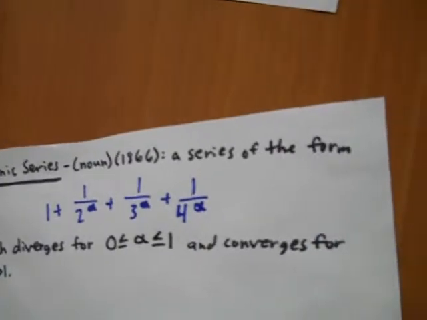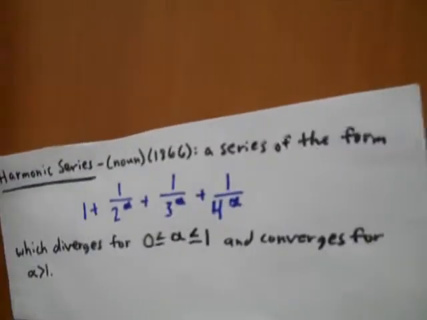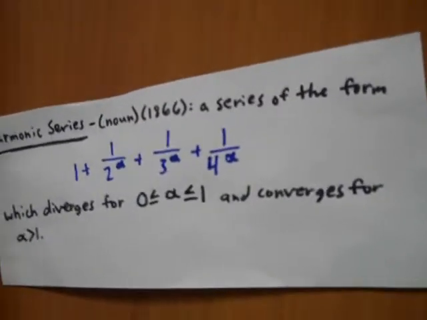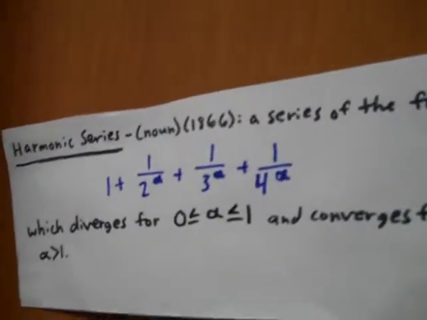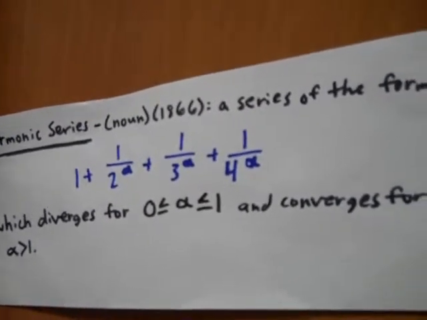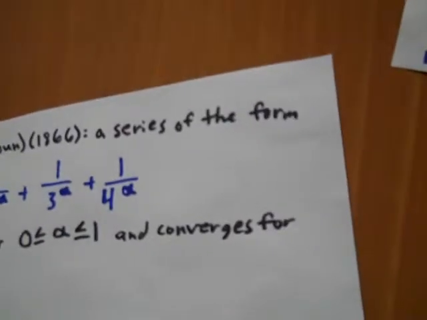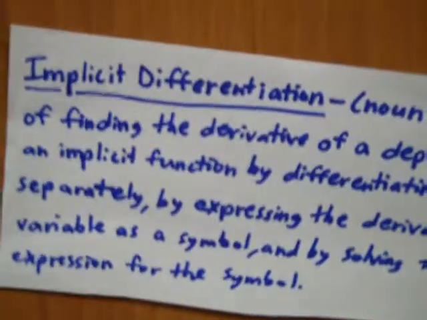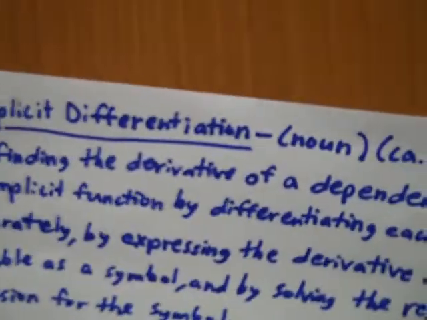It's a series of the form 1 plus 1 over 2^a plus 1 over 3^a plus 1 over 4^a, which derives from 0 less than or equal to a, which is less than or equal to 1, and converges for a greater than 1. A is alpha. And the next one we did is implicit differentiation.